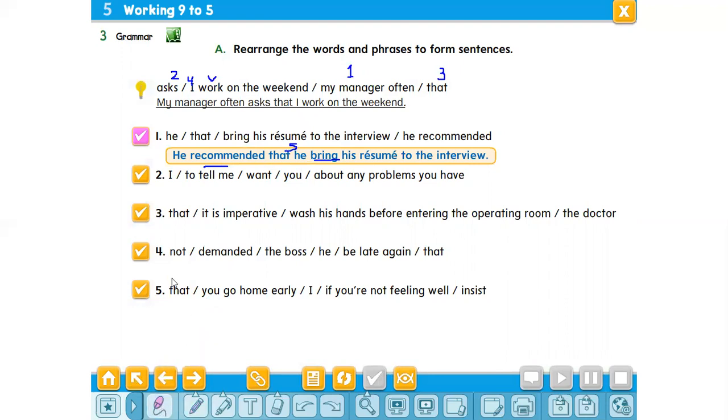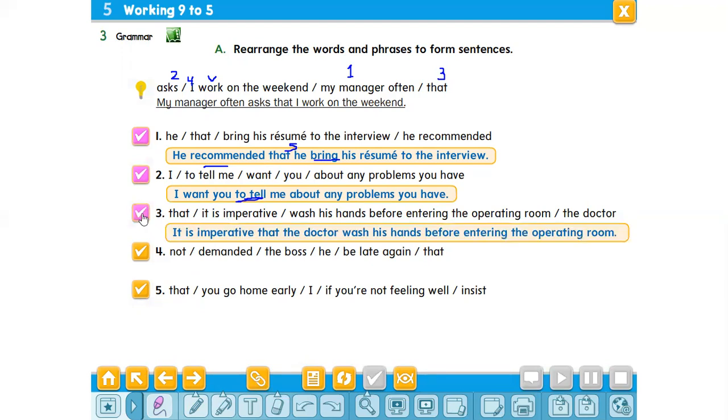Number 2, I to tell me want you about any problems you have. Where is the first subject? Excellent. I want you plus infinitive. Very good. I want you to tell me about any problems you have. Number 3, that it's imperative. Wash his hands before entering the operating room, the doctor. What's our pattern for this sentence? Excellent. Subjunctive. Very good. It's imperative that the doctor wash his hands before entering the operating room.